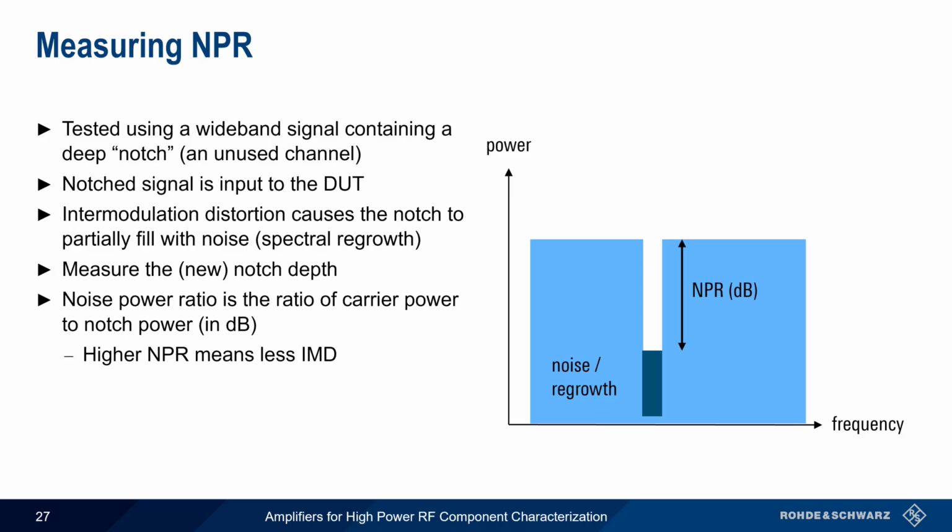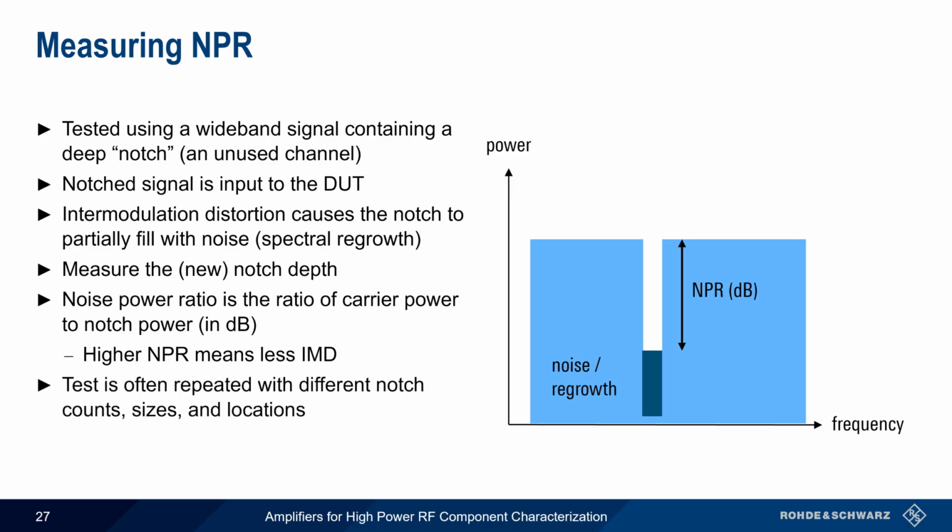Note that the size, location, and number of notches are chosen based on the given DUT or application, and NPR tests are often repeated with different notch counts, sizes, and locations. As with the previous example, it's important that high-power NPR testing uses an amplifier that sufficiently amplifies the notched input signal, but does not introduce its own intermodulation distortion.